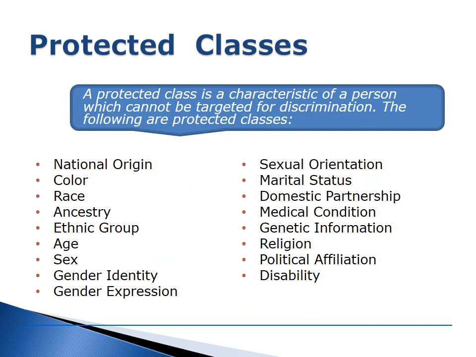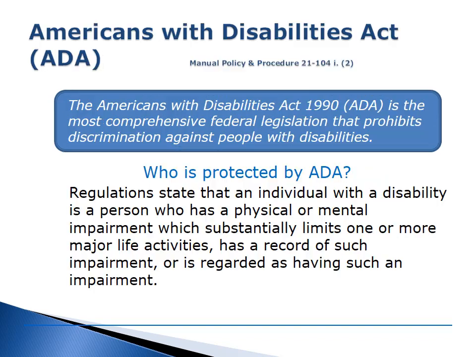Protected classes. A protected class is a characteristic of a person which cannot be targeted for discrimination. The following are protected classes: national origin, color, race, ancestry, ethnic group, age, sex, gender identity, gender expression, sexual orientation, marital status, domestic partnership, medical condition, genetic information, religion, political affiliation, and disability.